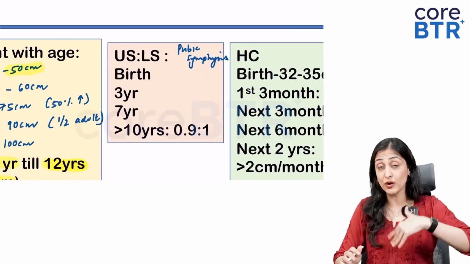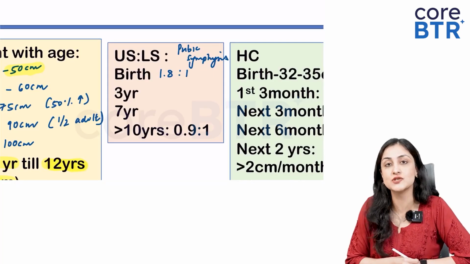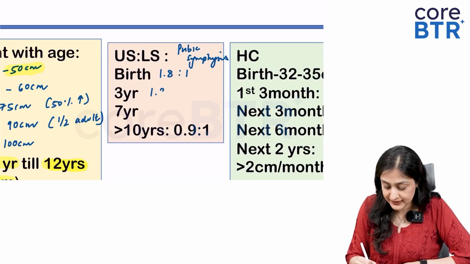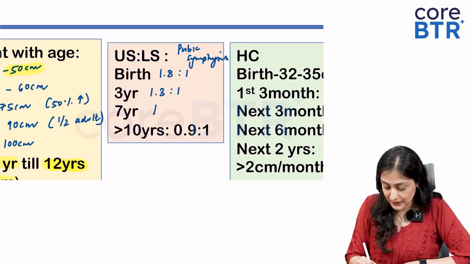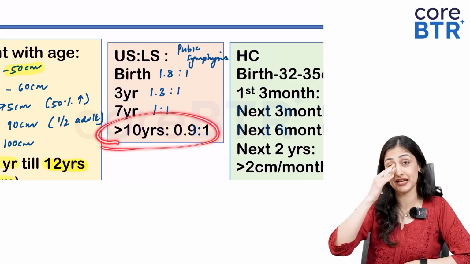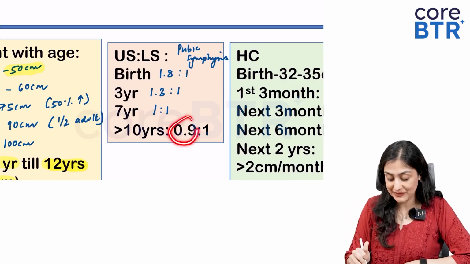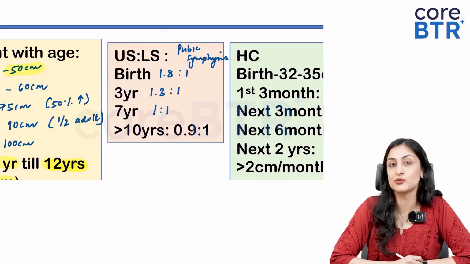So at birth, the upper segment is bigger, right? The head is biggest. So that's 1.8:1. By 3 years it becomes 1.3:1. And 7 is the year of symmetry, so that becomes 1:1. After that point, it is 0.9:1, where the upper segment is actually smaller than the lower segment. So this is what we need to remember here.